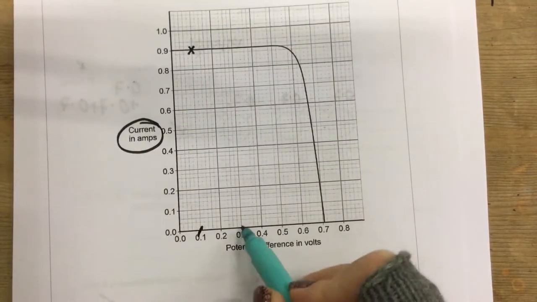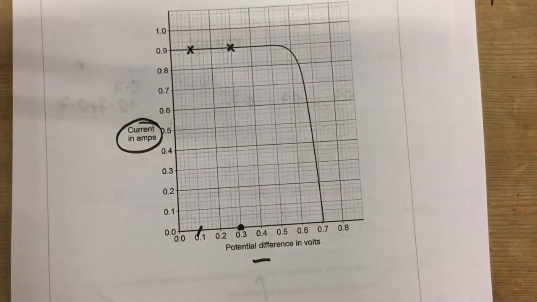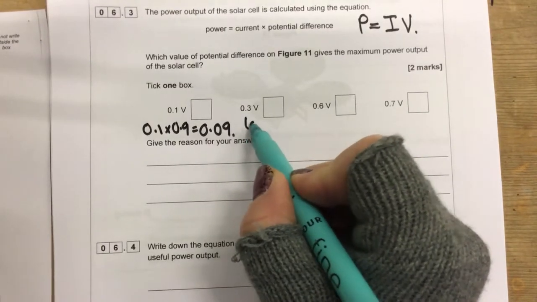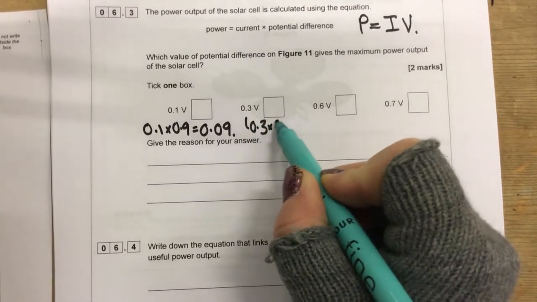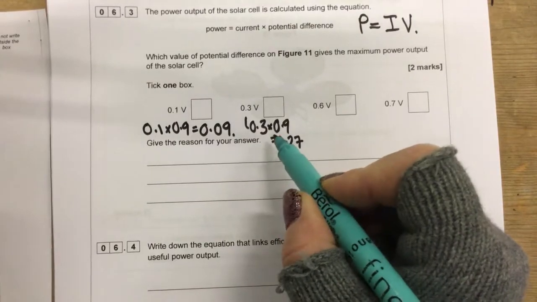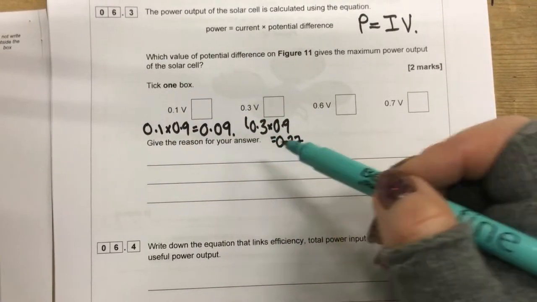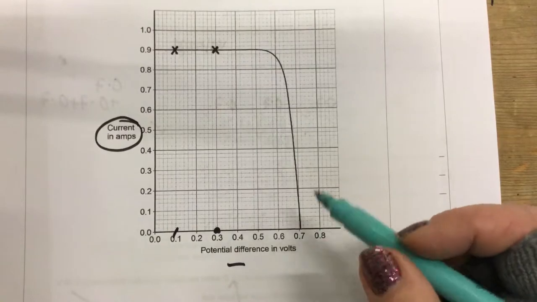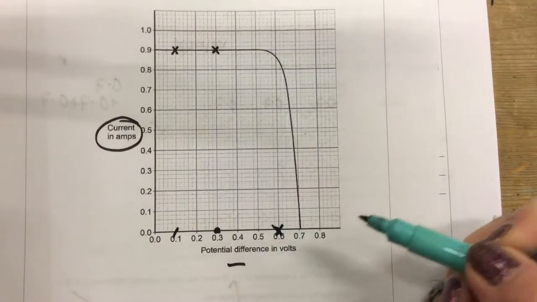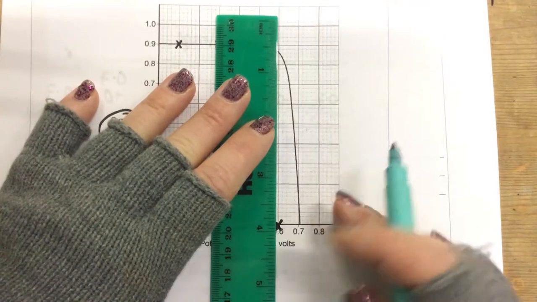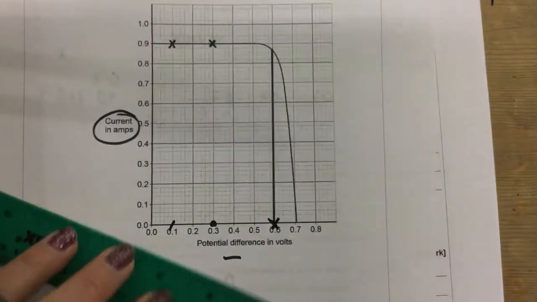At 0.3 volts, again, we are at 0.9. So at 0.3 volts, 0.3 times 0.9, which is 0.27. So that's bigger than that one, so that one's looking good so far. 0.6 volts. This question's actually making us work for our marks. 0.6 volts, here, use your ruler if you need to. 0.6 volts, it's not so easy to read. So draw lines on the graph, that's absolutely fine.